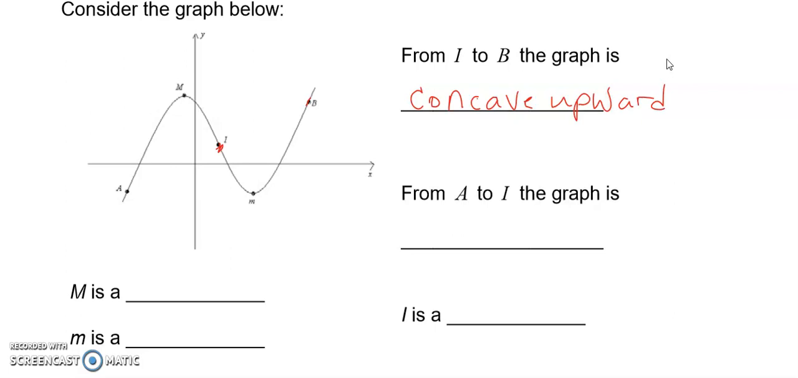In other words, if you plugged any x value on that whole region, from I up to B, into the second derivative, you'd get back some positive number, because it's concave upward. And of course, there's your minimum. Concave up means it has a min. From A to I, what would you say? From A right there to I right there, it looks to me like it's concave downward.